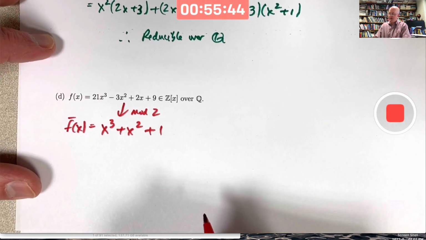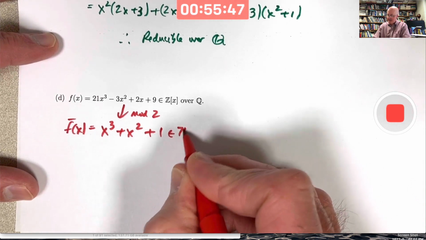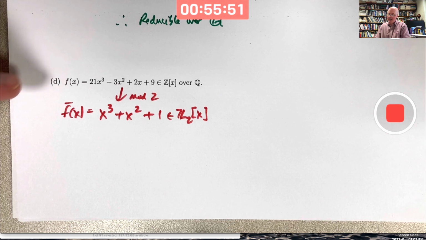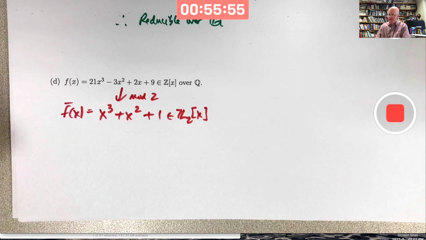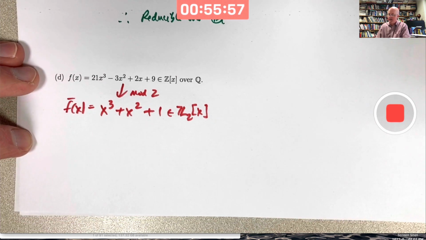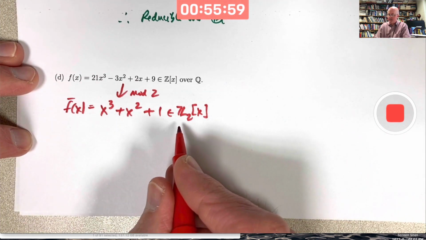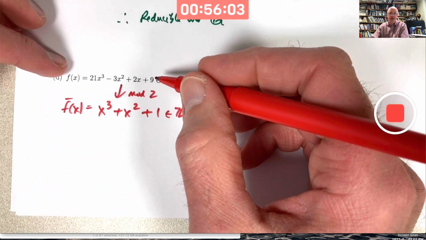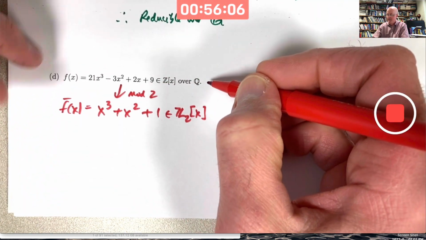There is the new polynomial in Z2[x] that has the same degree as the original and is obtained by modding all the coefficients by 2, in this case where 2 is prime. If I can show this is irreducible over Z2, the mod p irreducibility test is going to imply that this is also irreducible over Q.